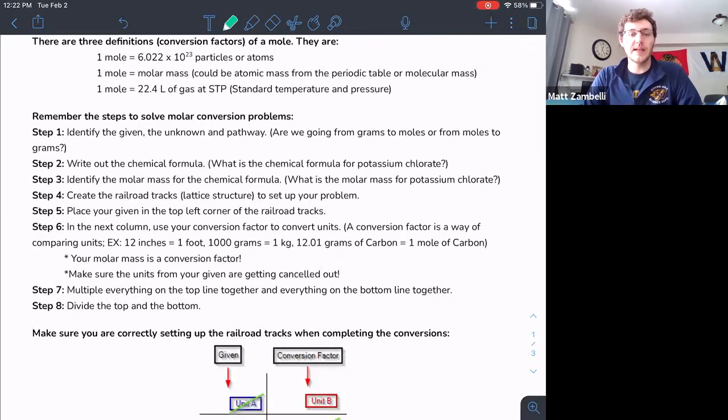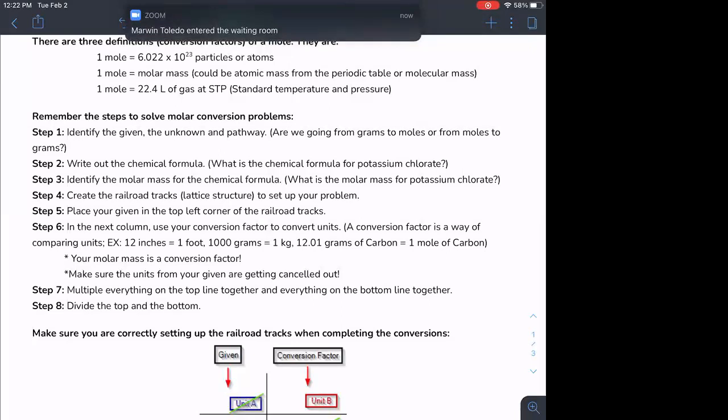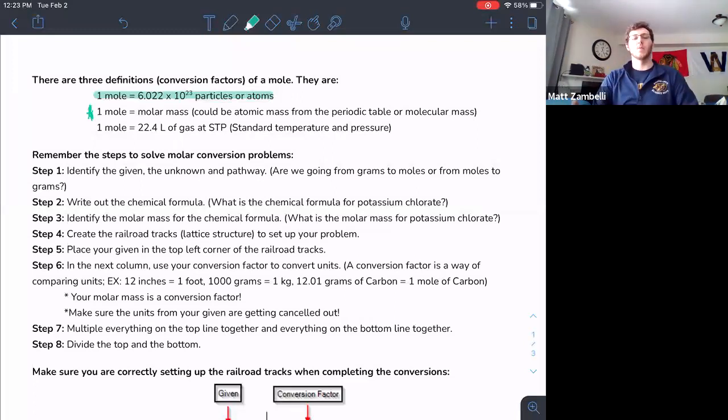There are 3 definitions or conversion factors for a mole. So these are 3 different ways to go from moles to something else. We are only really going to talk about this one a whole lot. The other 2, this one you've seen before, we're not going to use too much, but we do know that that's how we represent 1 mole. This is going to be important in a different unit that we may or may not get to this year, but we're not going to talk about that today.